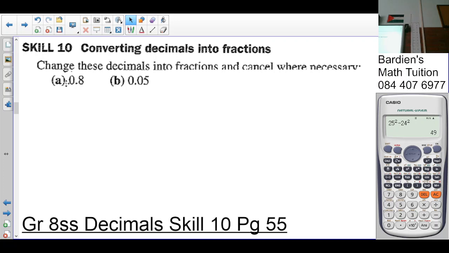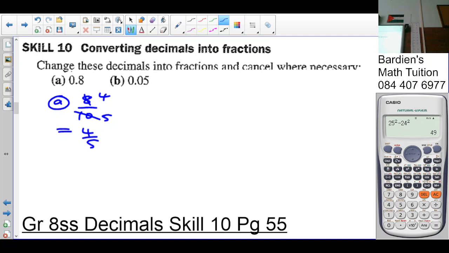Okay, so you're going to change it into a decimal fraction and cancel when necessary. Looking at this here, we've got 0,8. So 0,8 can be written as 8 over 10. 2 goes into 8 4 times, 2 goes into 10 5 times. So it's 4 over 5.